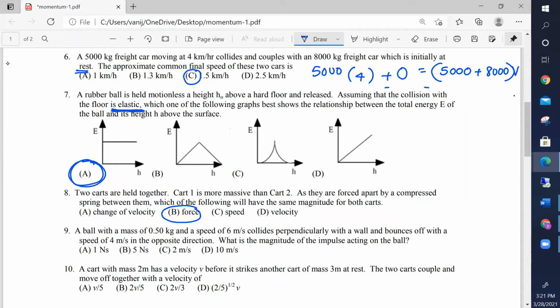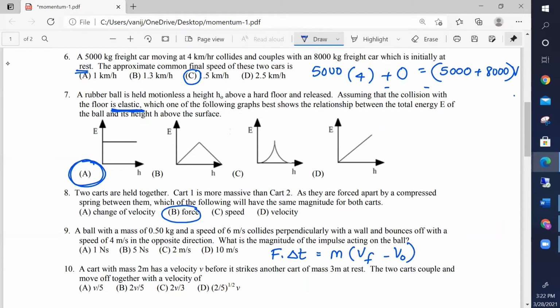9. A ball with mass of 0.50 kilograms and a speed of 6 meters per second collides perpendicularly with a wall and bounces off with a speed of 4 meters per second in the opposite direction. What is the magnitude of the impulse acting on the ball? They're asking you to find the impulse acting on the ball. How do we find that? What is impulse? Keep in mind that it is F times delta T. This is impulse, and this is equal to M times Vf minus V naught.